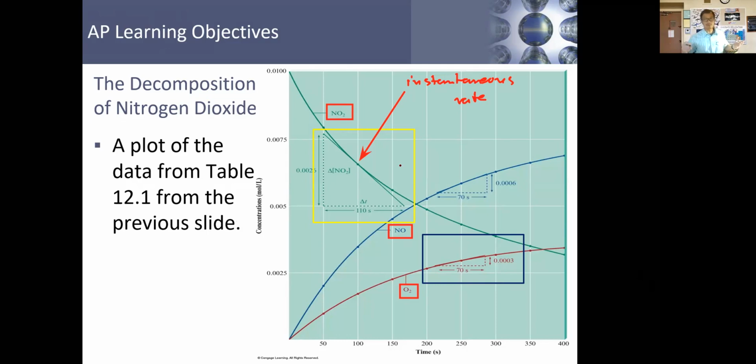However, typically when we deal with rates, we don't want to deal with negative rates. In order to compare, we just take the absolute value of the change in the concentration, so that we deal with positive quantities rather than negative quantities.